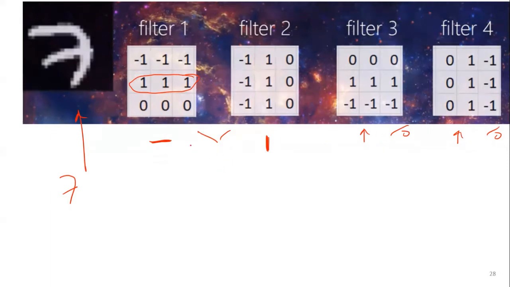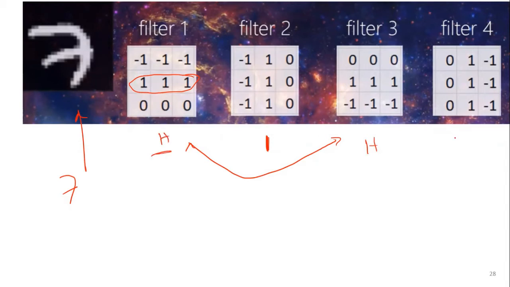Now, what do you think is the difference between filter 1 and filter 3? Because notice now, both of them seem to be, what do you think, is filter 3 also doing something horizontal or vertical? So this is also horizontal. This is also horizontal. Okay. And these two seem to be vertical. This is vertical, this is also vertical.